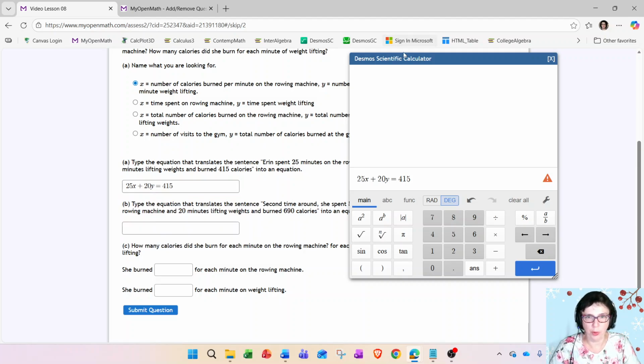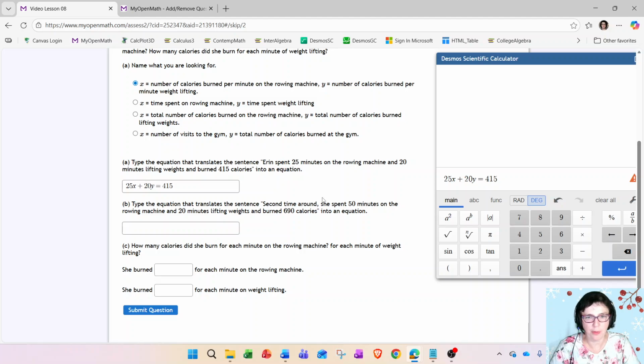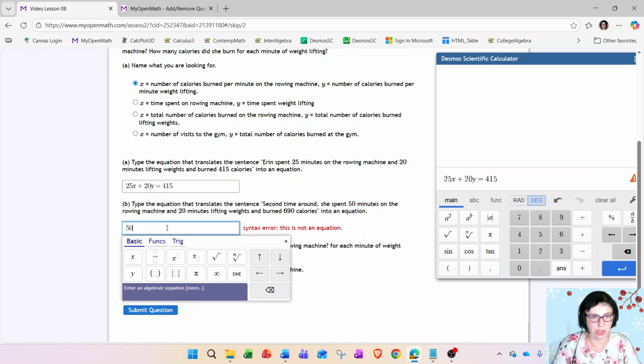Equation number two will be exactly the same thing, because this time around she spent 50 minutes on the rowing machine, and for each minute she spent x calories. And then for the weightlifting, it's y calories for each minute of weightlifting. And the total, which is always the sum, right? We add them up, equal to 690.